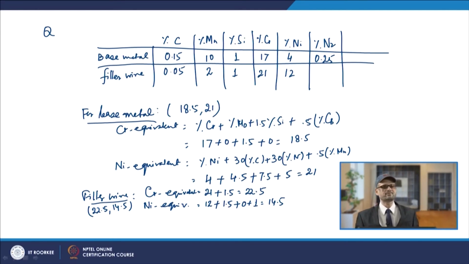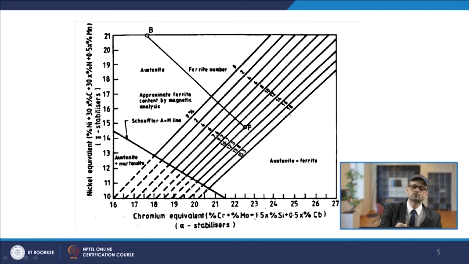Now, you have to put these 2 points on the DeLong diagram. You have 2 points, that is 18.5 and 21, and next you have 22.5 and 14.5. So 18.5 and 21 goes to this point, and the next point, 22.5, will be here, and then further you go to 14.5. So it is coming to this point.